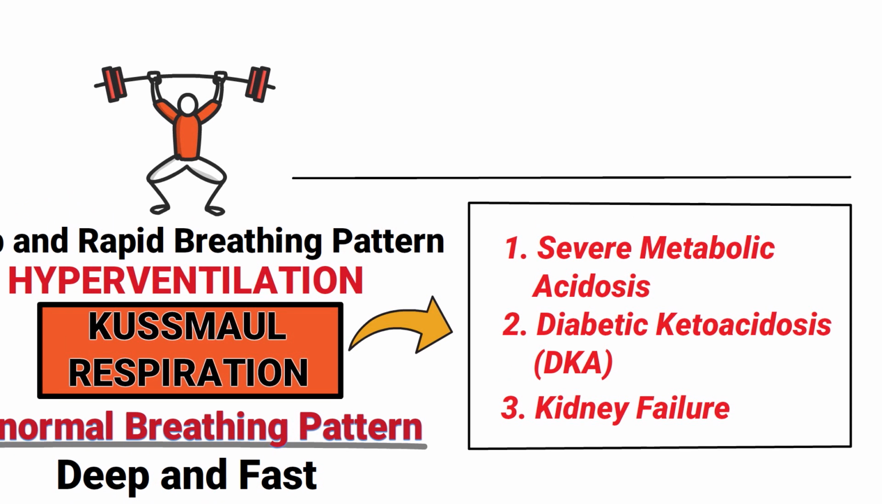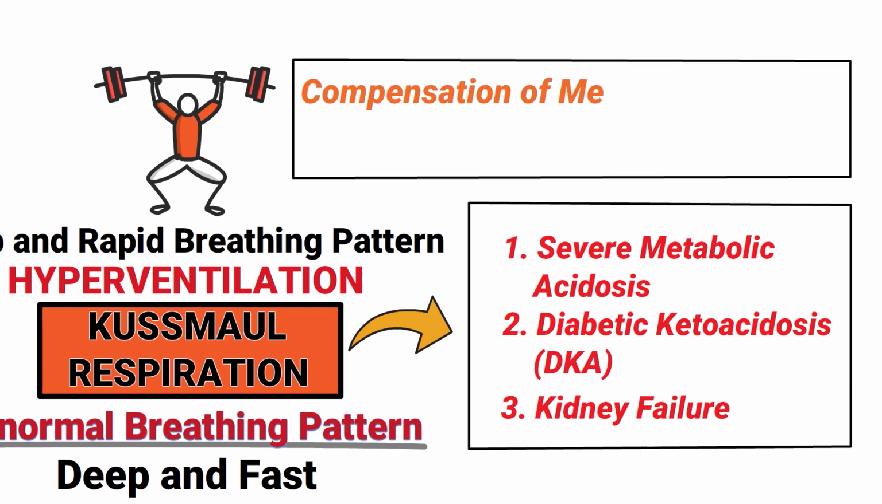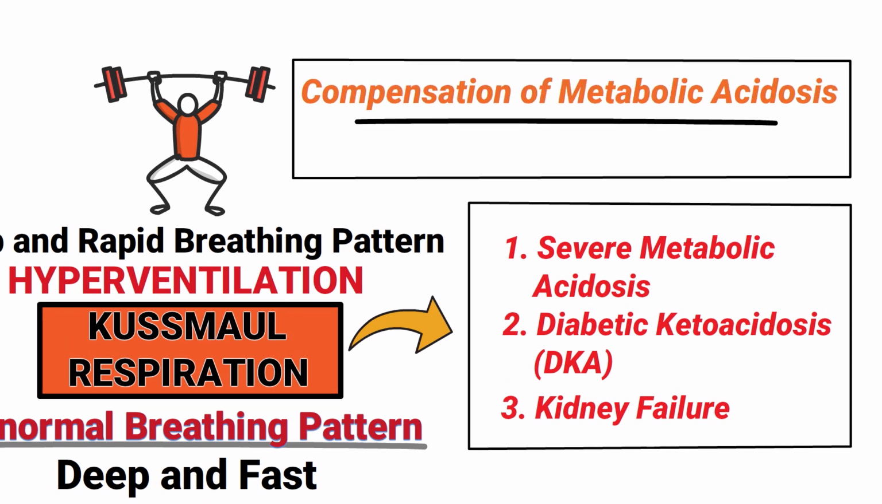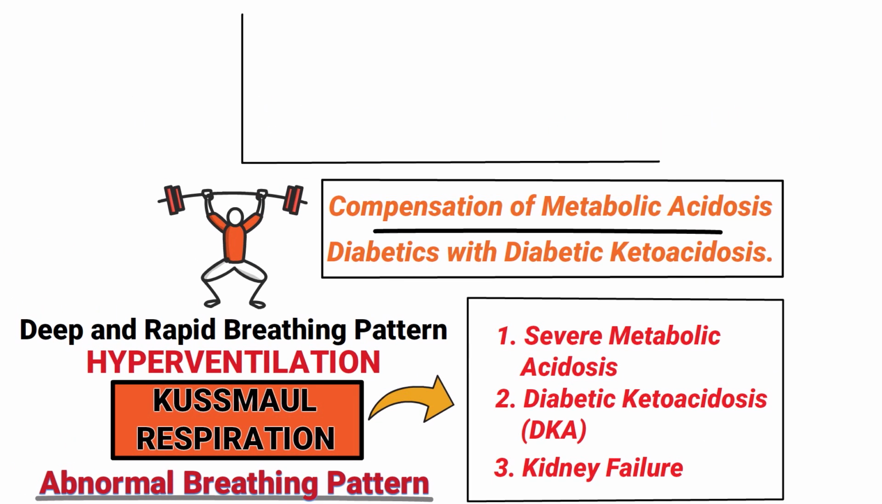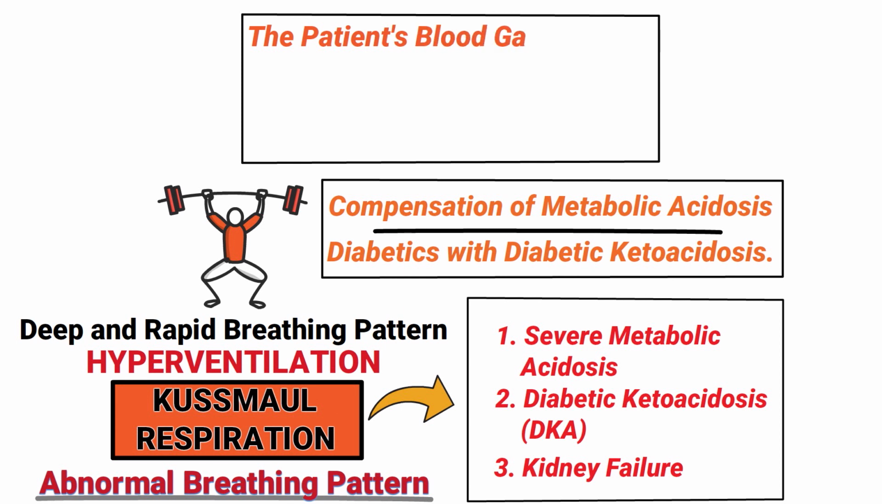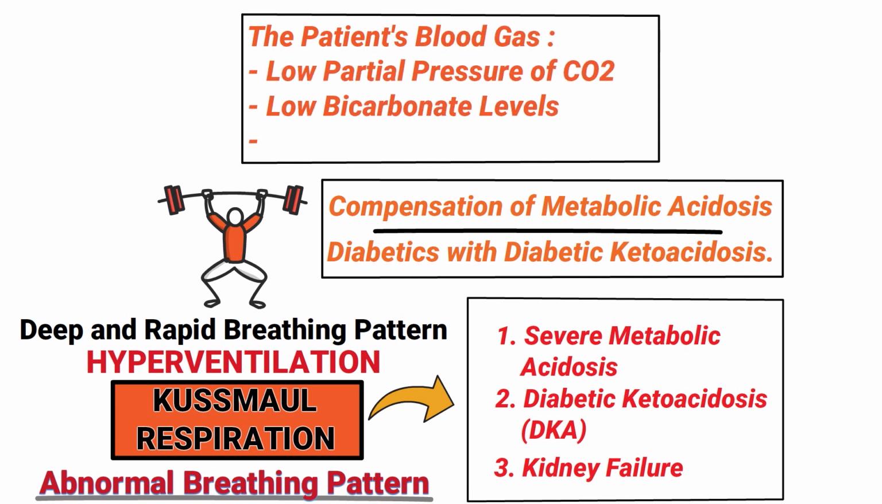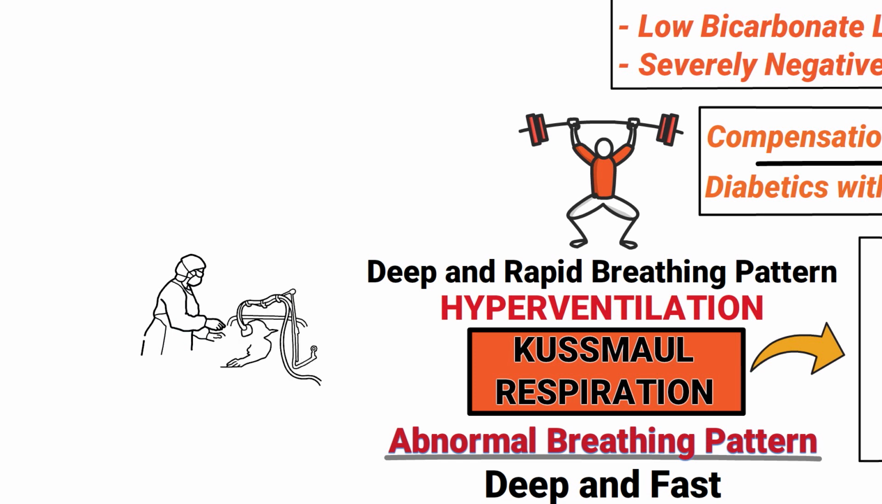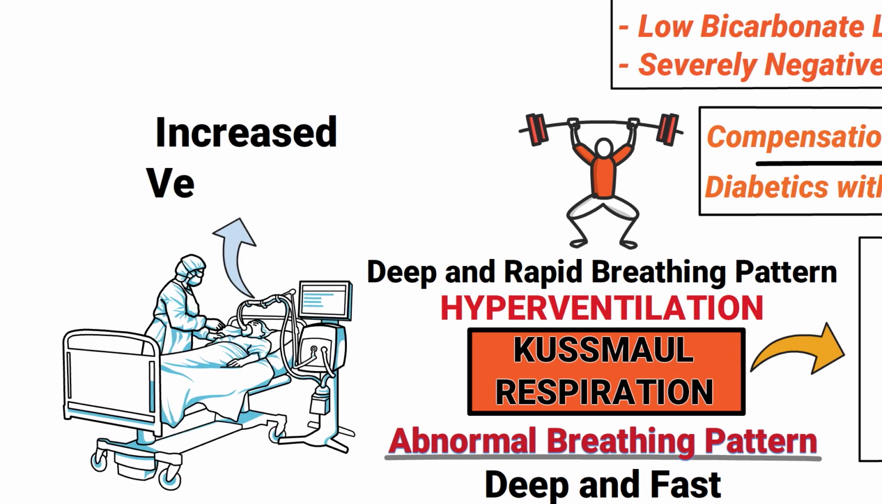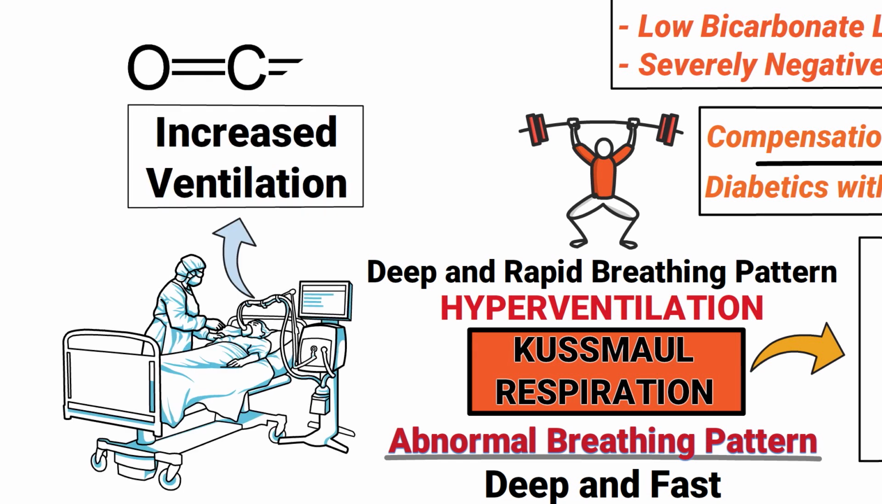It often occurs due to compensation of metabolic acidosis, which is common in diabetics with diabetic ketoacidosis. In this case, the patient's blood gas would show a low partial pressure of carbon dioxide, low bicarbonate levels, and a severely negative base excess as well. That is because, as previously mentioned, the patient has increased ventilation, which means that they are blowing off too much carbon dioxide.